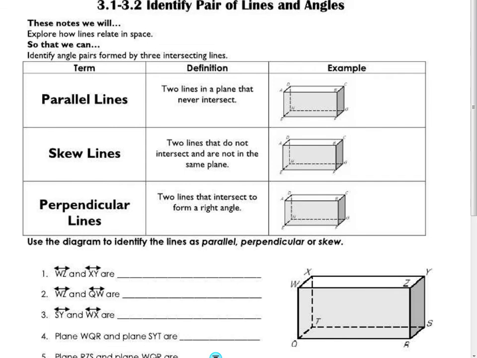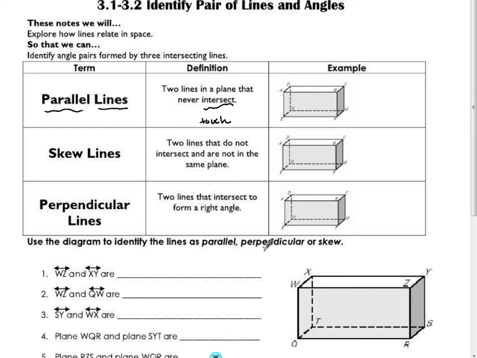So zooming in here on our notes, let's go ahead and come up with a few definitions to start. The first term is parallel lines, which we've probably seen before and talked about. Parallel lines, their definition is two lines in a plane that never intersect, meaning that they never touch.